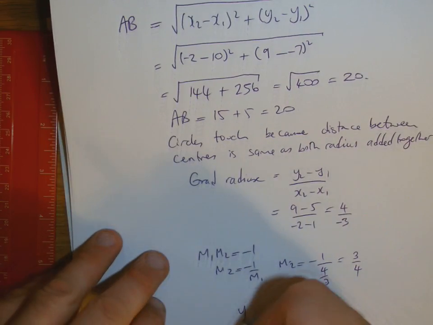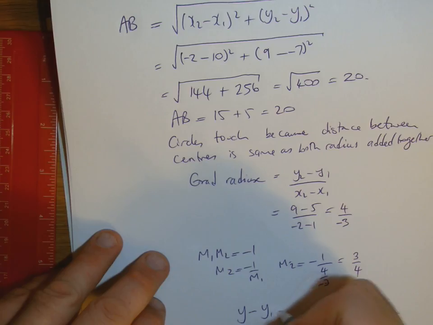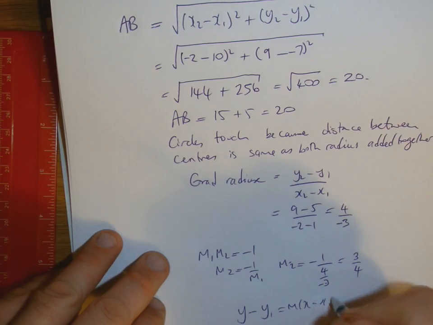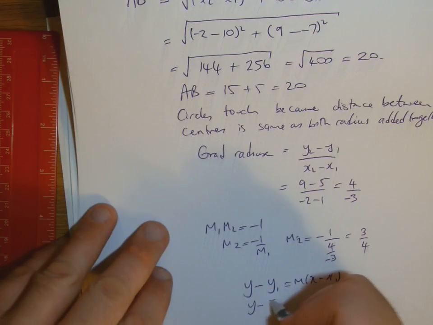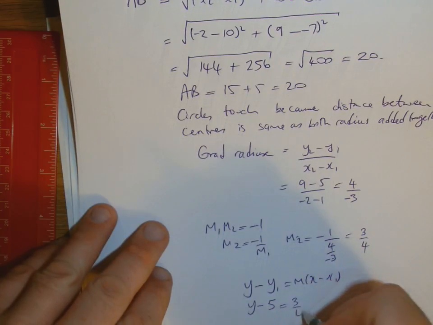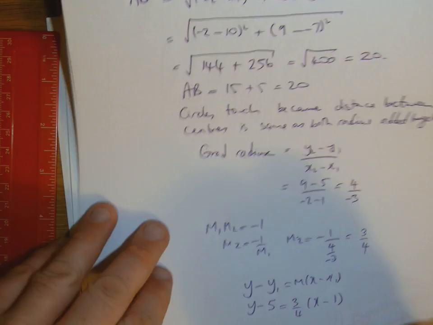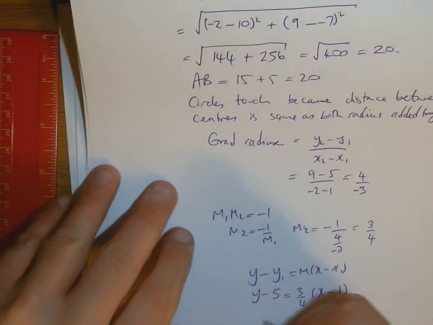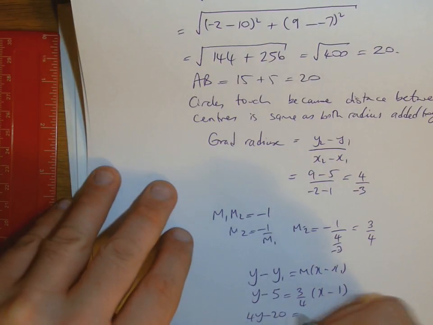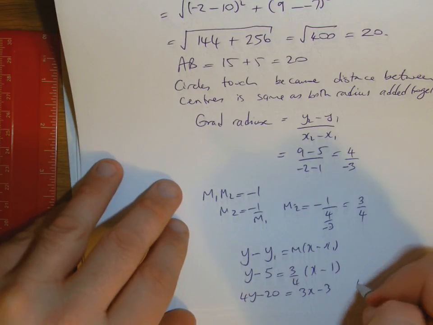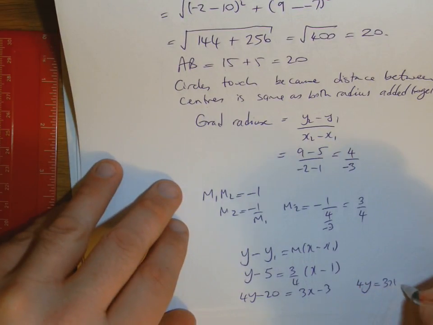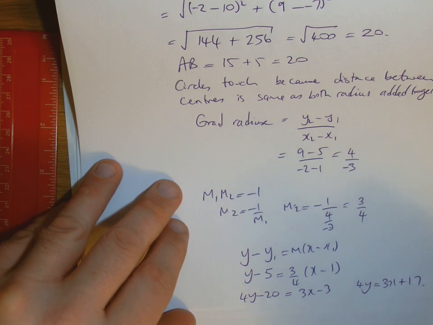The equation of the tangent will be y minus y1 equals m(x minus x1). Your point is (1, 5), so you've got y minus 5 equals 3 quarters (x minus 1). Take the 4 up, so you have 4y minus 20 equals 3x minus 3, and then you've got your answer there. You simplify that: 4y equals 3x plus 17. So there's that one done.